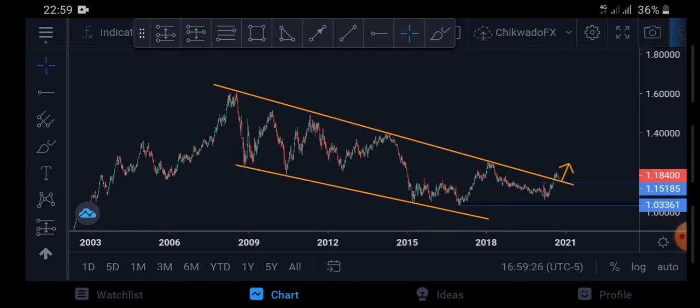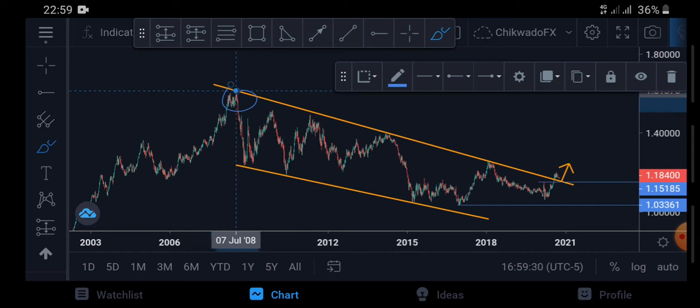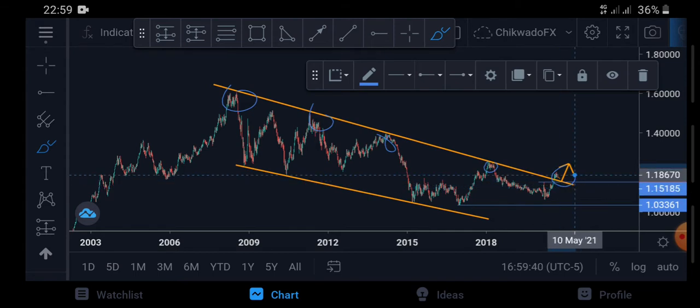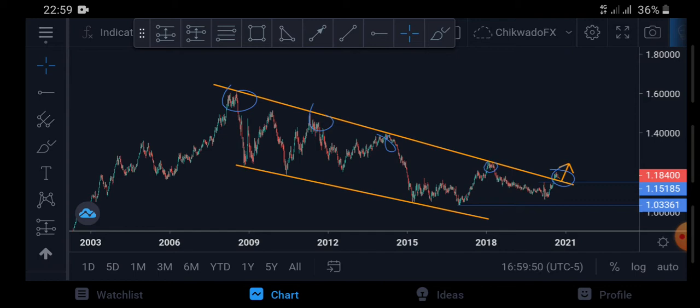But there's something I want to show you, and that is, if you notice, we had this play here, we had one touch, we had this touch, we had this touch. That's 1, 2, 3, 4. And now on the fifth one, which is happening right here, which is where we are right now, the market broke out of a descending structure, out of a descending channel. Now, when the market breaks out like that, what does that tell you? It could signal that this long-term downtrend on the euro is over.